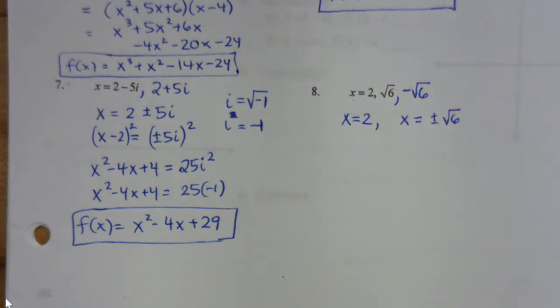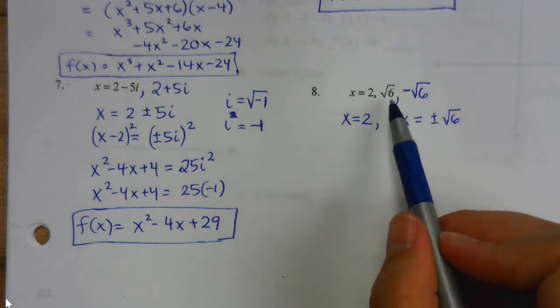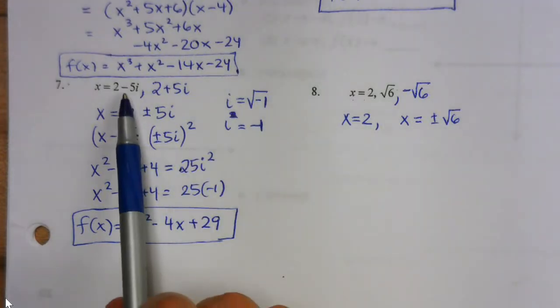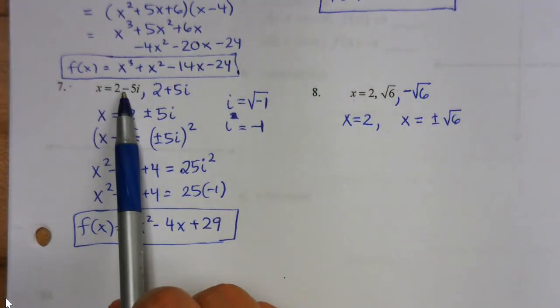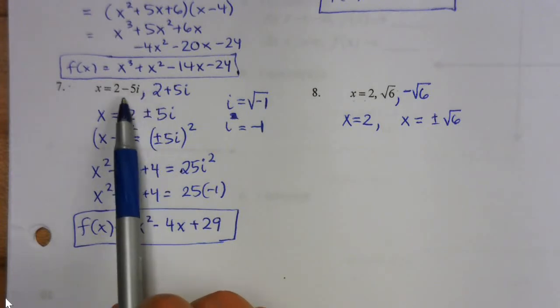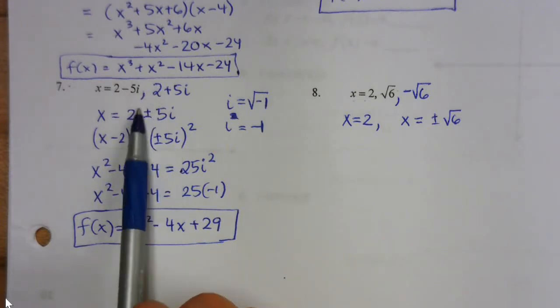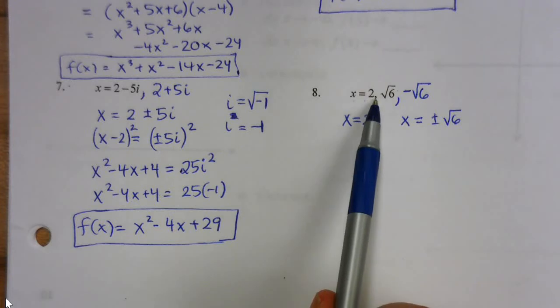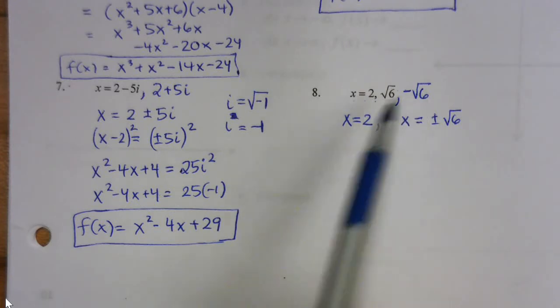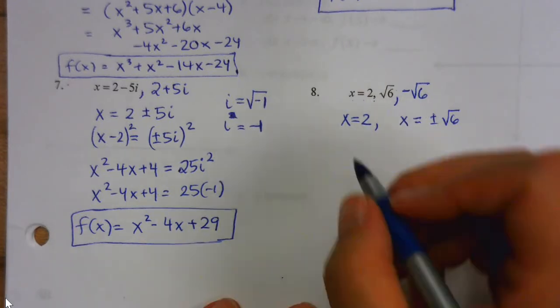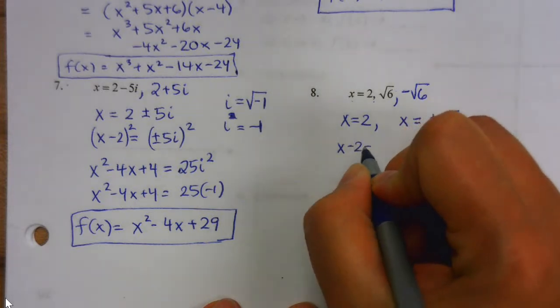You've got to see that there's a comma in between the 2 and the square root of 6 versus having a minus sign here in the middle. So those are connected. It is 2 plus or minus 5i. There is a difference there. This one is just a comma. Those are separate zeros. So on this one, I have x minus 2 equals 0.